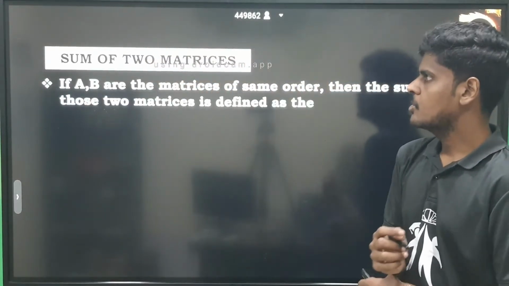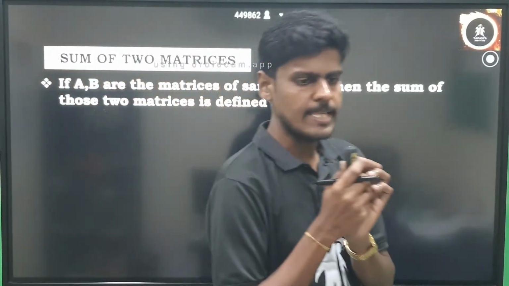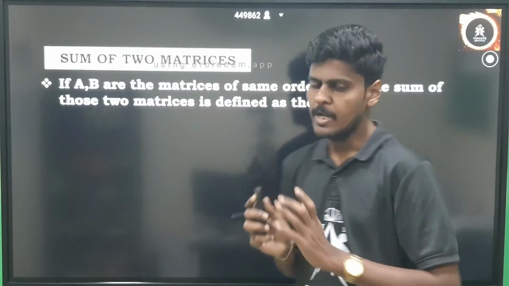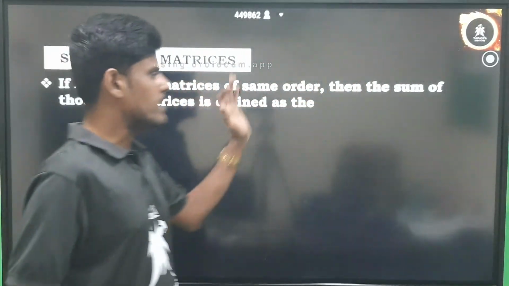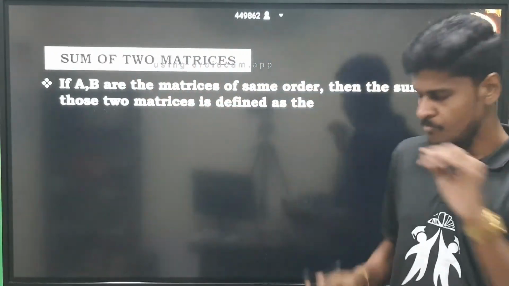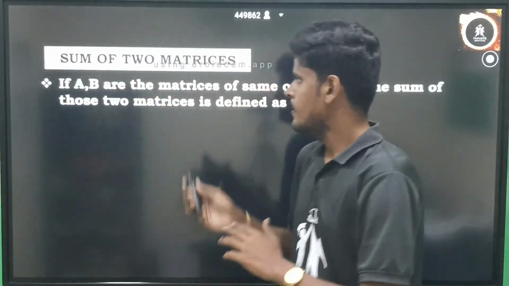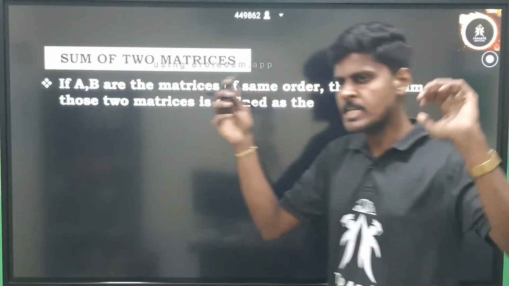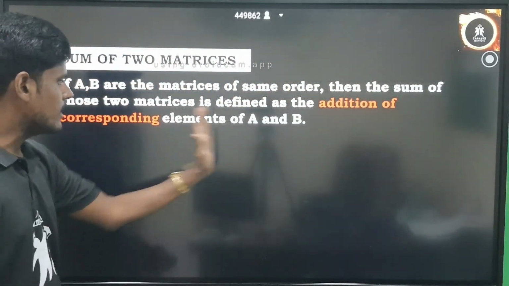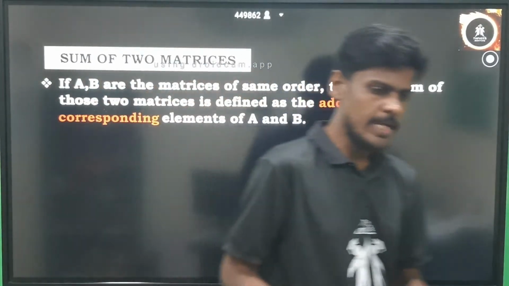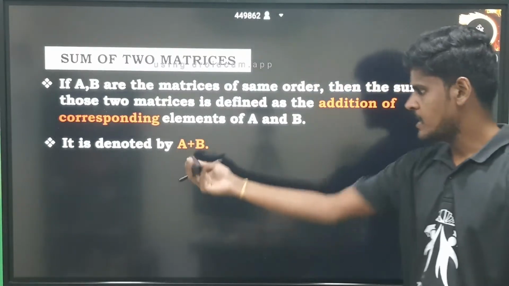Now what is the sum of two matrices? Remember, when we need to add two matrices, again the first condition is both matrices should have the same order. Only then can we add or subtract two matrices. When two matrices have the same order, for equality we checked that the corresponding elements of two matrices are equal. For the sum or addition of two matrices, just add the corresponding elements. It's as simple as that. So addition of corresponding elements of A and B will give A plus B. That is the sum of two matrices. It is denoted by A plus B, matrix A plus matrix B.